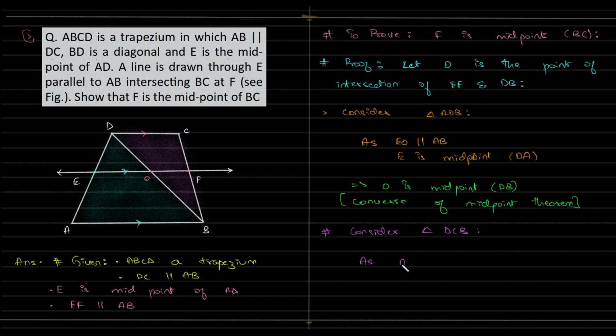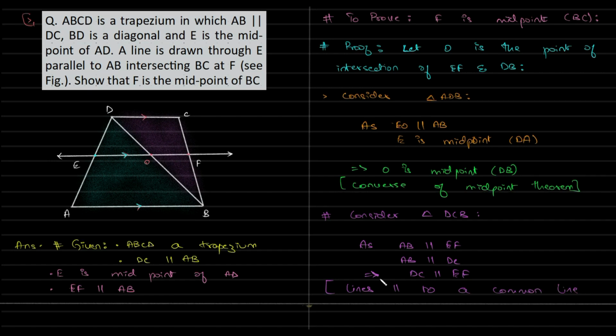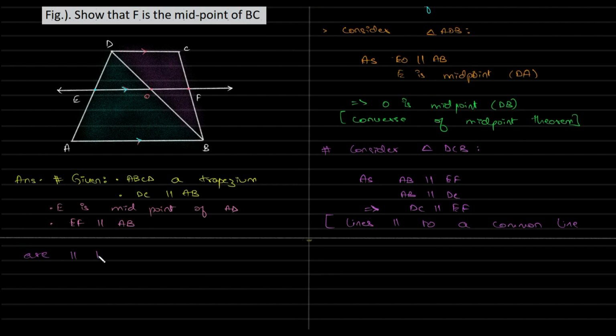As AB is parallel to EF and AB is also parallel to DC, correct? This implies DC is parallel to EF. Reason: lines parallel to a common line are parallel to each other. So we proved that DC is parallel to EF, that is, DC is parallel to OF.